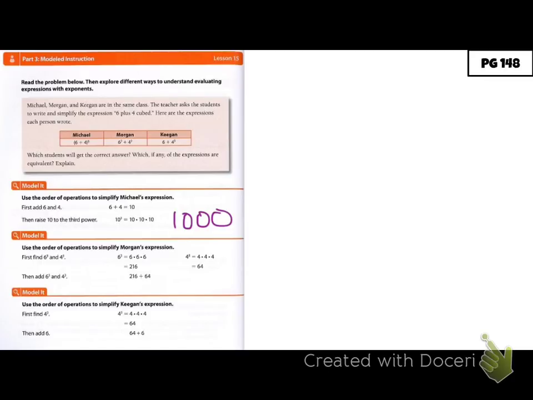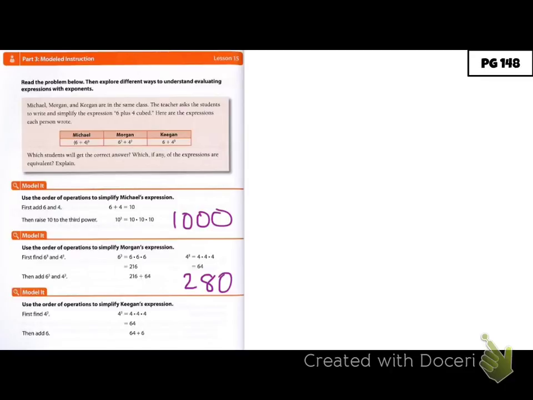On the second one, we are following order of operations. We have exponents, so we have to do the exponents first. So 6 cubed would be 216, and 4 cubed would be 64, and then we add those two together. 216 plus 64 gives us 280.